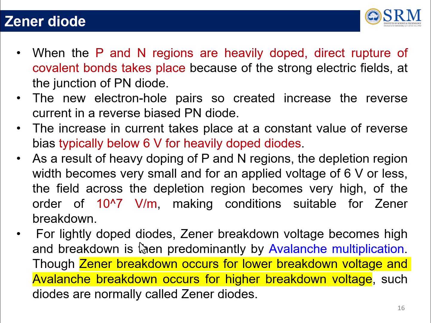For lightly doped diodes, the Zener breakdown voltage becomes very high, and breakdown predominantly happens by avalanche multiplication. Zener breakdown will occur only for lower breakdown voltage. Avalanche breakdown, as we saw, occurs for higher breakdown voltage when we do light doping. Such diodes where both breakdowns occur are called Zener diodes.